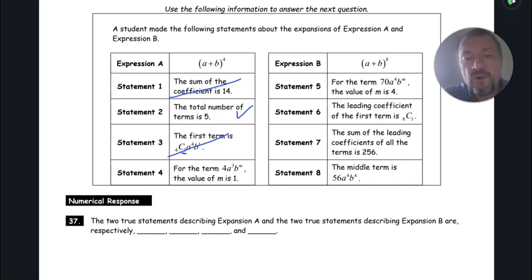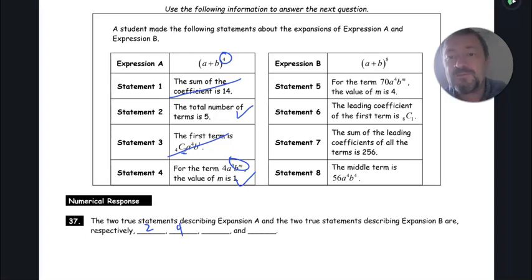And then down here, for the fourth term, 4a cubed b to the m, the value of m is 1. So that's really what we're looking for here. And remember, when we add the exponents together, it should equal the exponent on the expression there. And in that case, that would be true. So yeah, 2 and 4 are true.